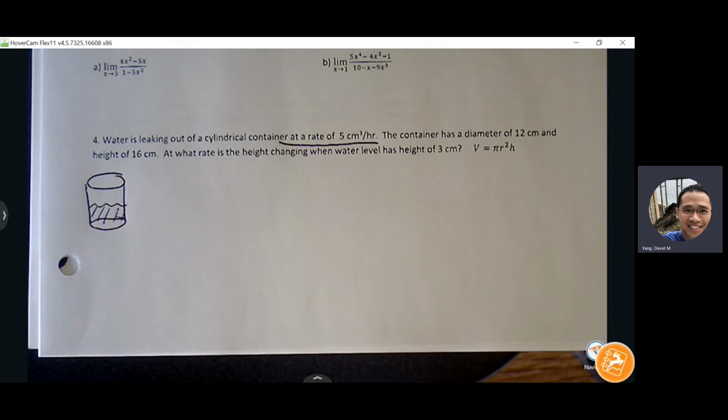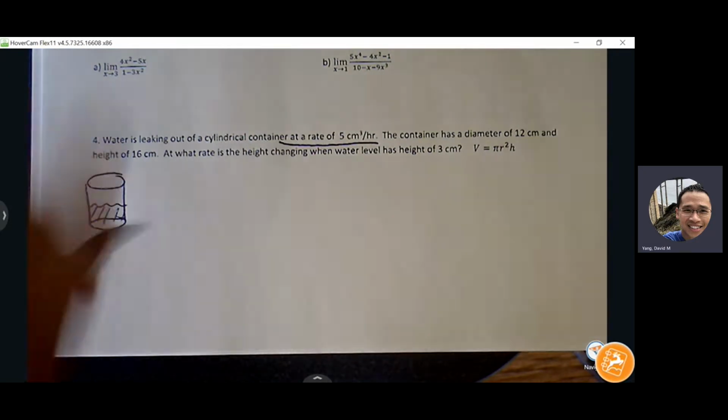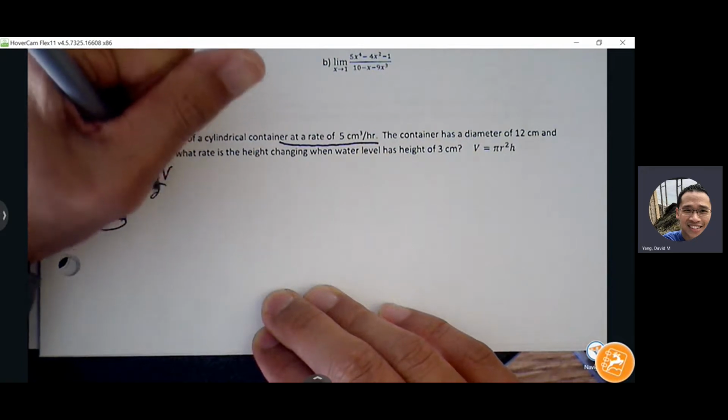What can we assign that to? dV/dt. And anything special about that? Negative. Negative, okay.